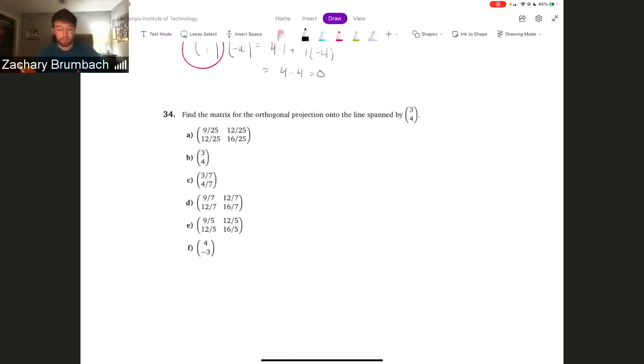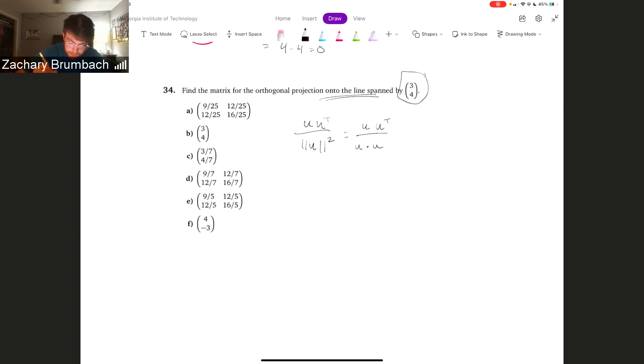All right. So the orthogonal projection: the matrix for the orthogonal projection onto the line spanned by 4, 3. So what is the formula for this? U U transpose over the magnitude of U squared, which is the same thing as U U transpose over U dot U. Yeah. So we plug in U as 3, 4.